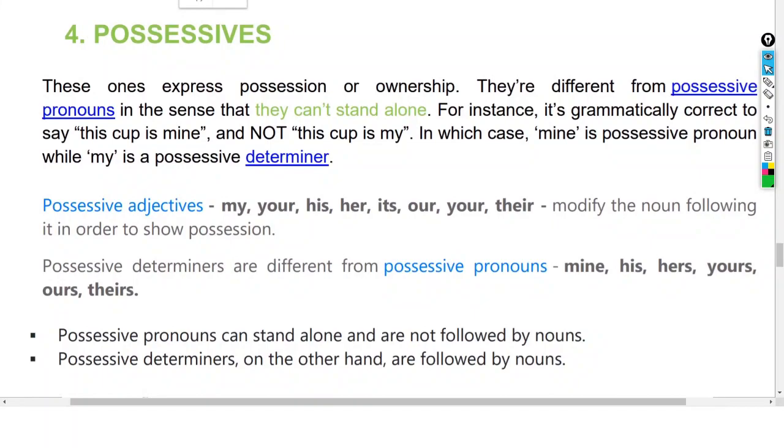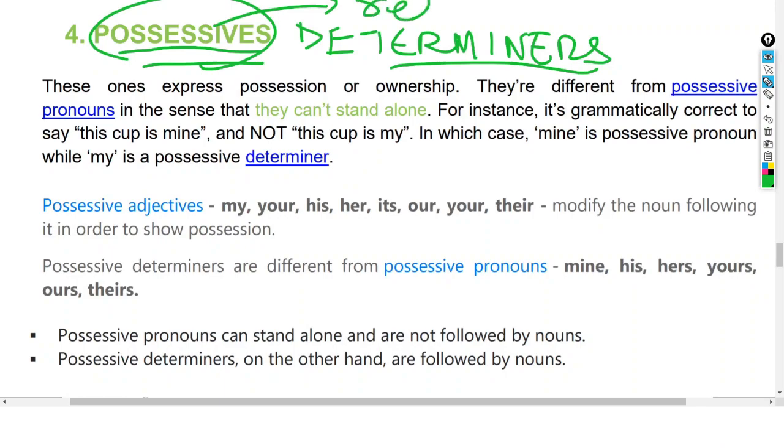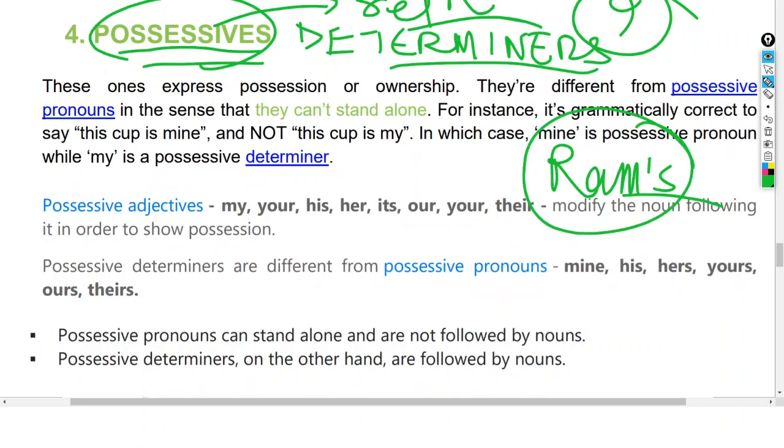Next, example number 4: possessive. Here we will be talking about the possessive determiners. These determiners will certainly talk about possessiveness. It will show some relation. Okay, it will have some sense of the apostrophe mark. Suppose I am saying, this is Ram's house. This is the use of the possessive. The apostrophe will show this relation with Ram. So this sort of sense will be there in this case too. Let us see what that is.